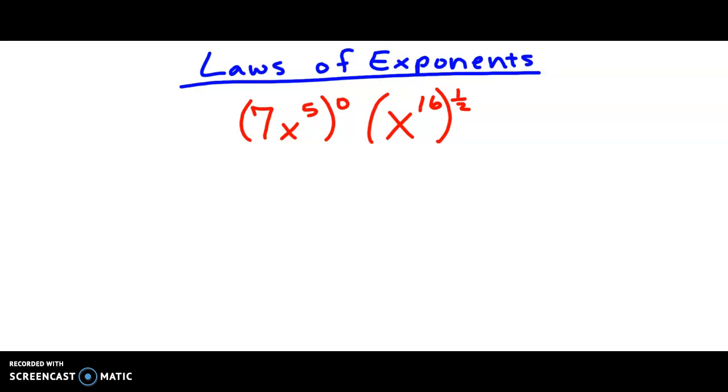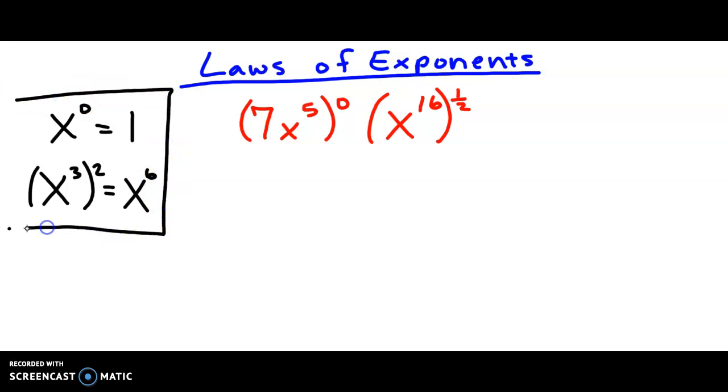Okay, guys, to solve a problem like this, we need to use some of our laws of exponents. One of those main laws we're going to need is that anything to the 0 power is equal to 1. Another rule that we'll need is what happens when we have an exponent raised to another exponent: we multiply those exponents together. So that's just a quick review of the laws we need for this problem.